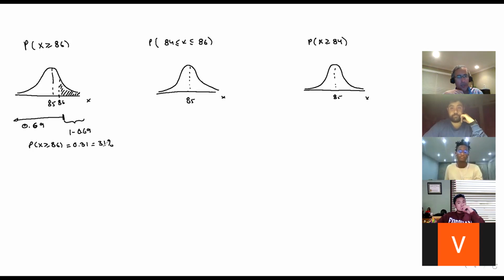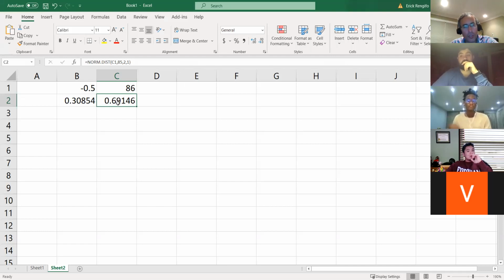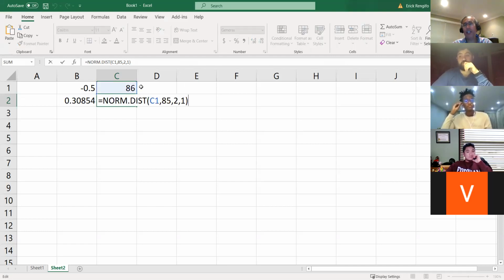Could you just go over how you put it in Excel again? Yes, of course. Let me see. Give me 1 second. Excel. So let me do this one here. I write the 86, the number that I'm looking for. So this is the C1 here. 85 is the mean of the X. X is distributed as normal with mean 85, standard deviation 2. And always use 1, the cumulative, that goes from minus infinity up to this point, up to 86. Okay, perfect. Thank you.